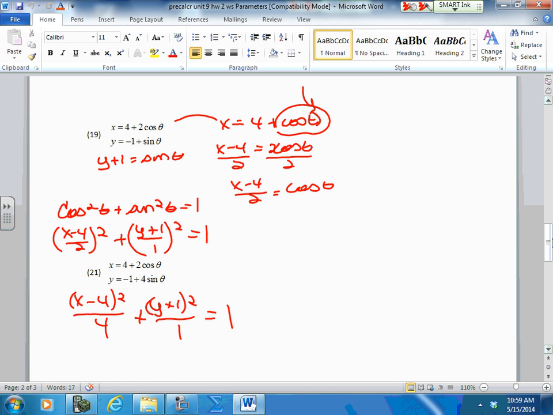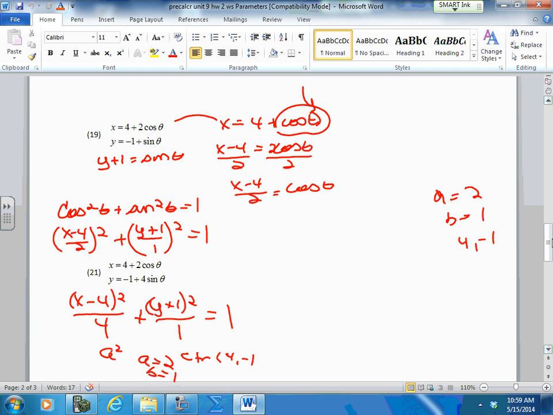Which one is the major axis? The x or the y? The x. So this is a squared, so a is 2. What's b? Square root of this, 1. What's my center? 4, negative 1. Good. So let's write this here. A is 2, b is 1, my center is 4, negative 1.